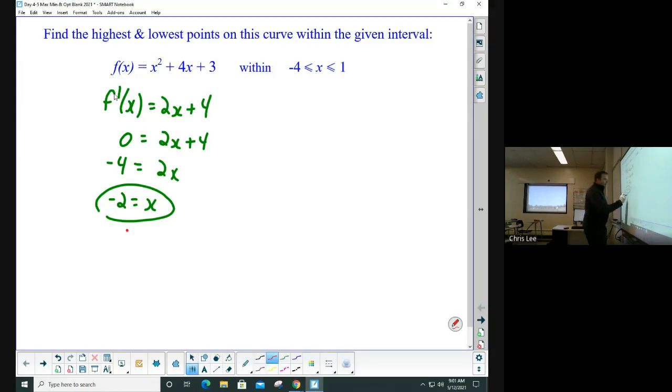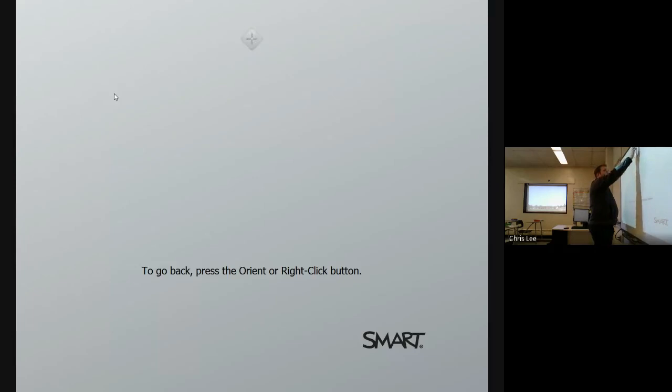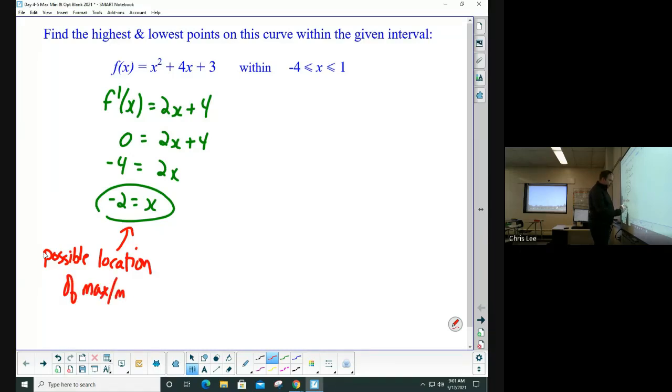So right now, this is a possible location of a max or min point. Now, the fact we know it's a parabola, we know it's going to be a minimum. But in other cases, if it's a cubic, remember cubics do this sort of thing, or quartics might have a bunch of bounces, or quintics, we're not sure if it's going to be a max or a min. But this is the possible location.